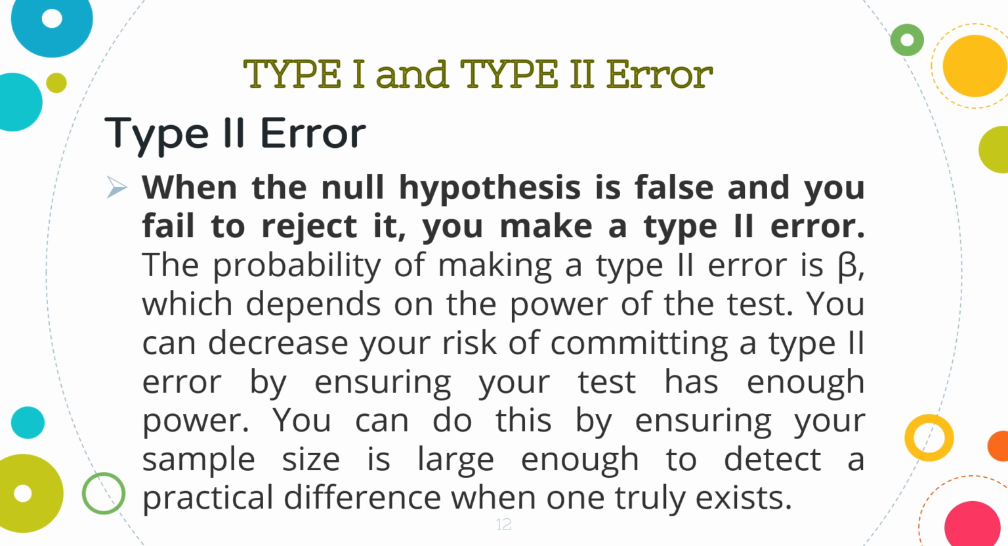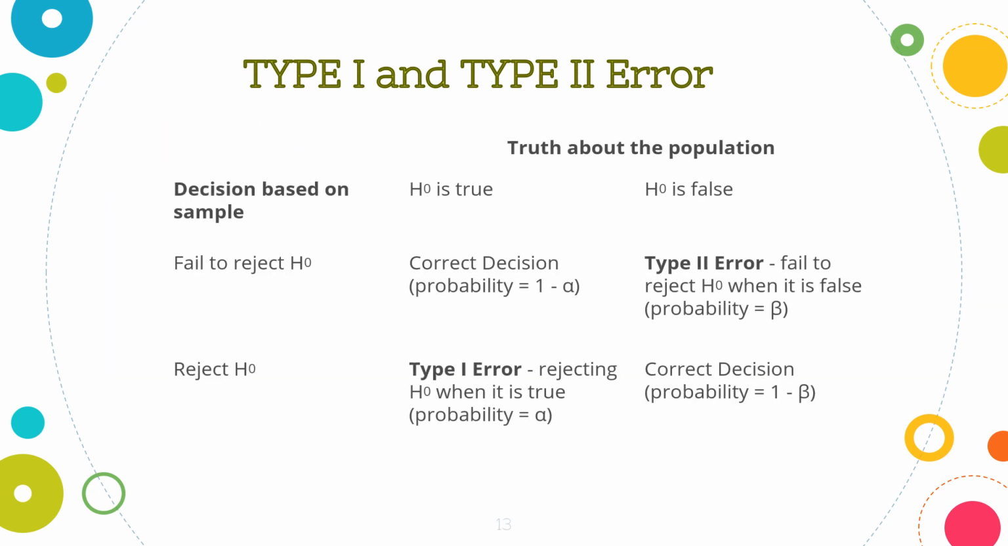You can do this by ensuring your sample size is large enough to detect a practical difference when one truly exists. Okay? So, we have a table in here. The table explains the two types of error committed by a researcher when making a decision.